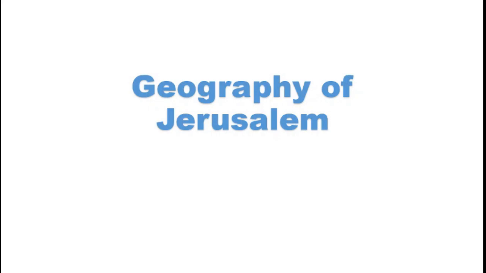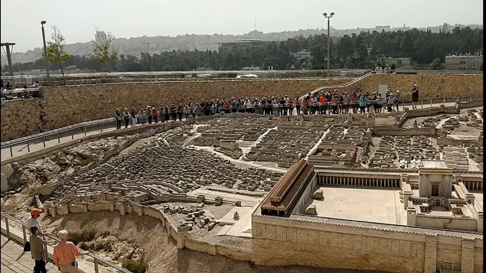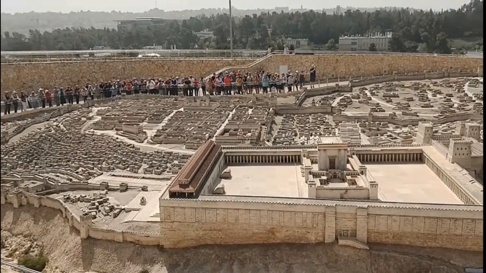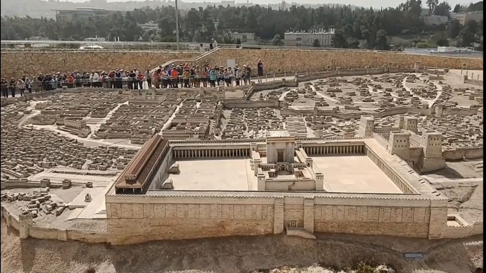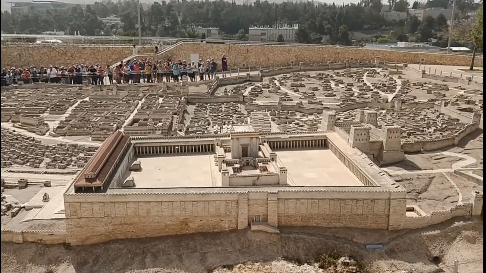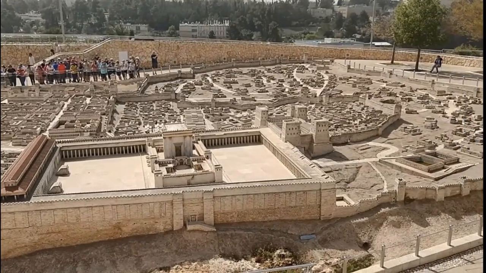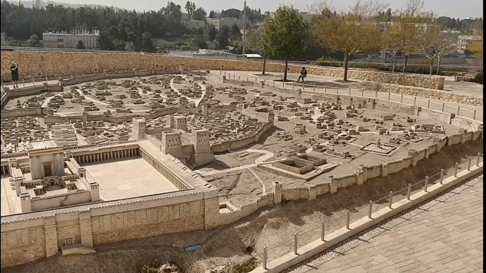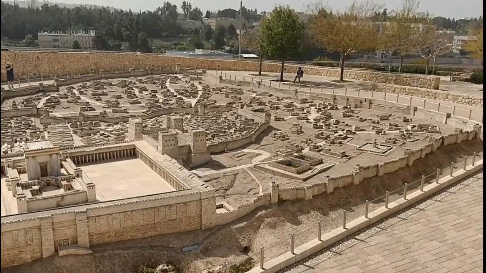Geography of Jerusalem. Here is a very large model of the city of Jerusalem at the Israel Museum, during the year 60 AD, so shortly after the time of Jesus. You can see what the temple looked like on the Temple Mount. Right now we're standing on what would be the Mount of Olives, looking at the city of Jerusalem. Between the Mount of Olives and Jerusalem, there's a valley, and that's called the Kidron Valley. We'll see that soon. But that's what the city of Jerusalem looked like.